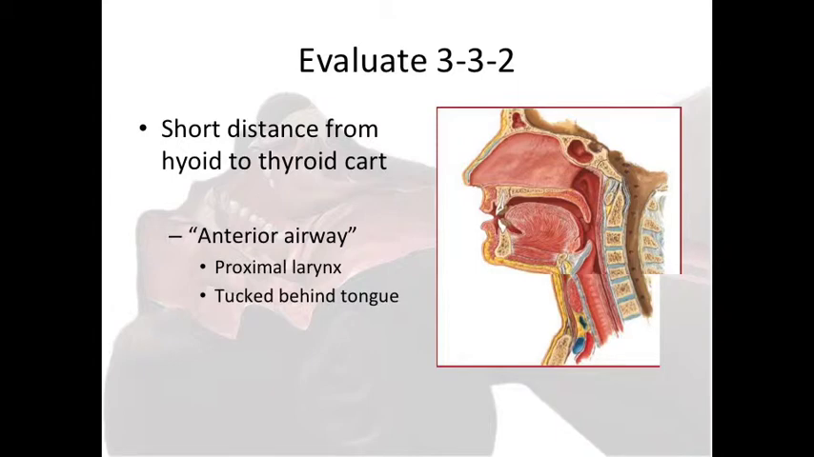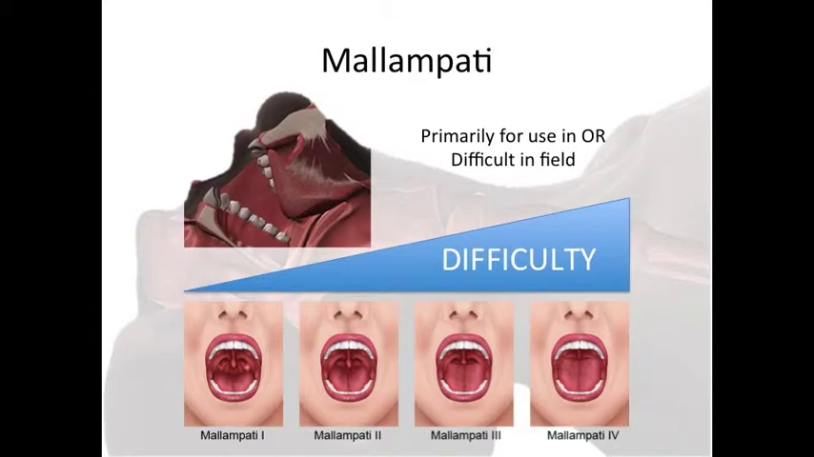The airway is not actually more anterior, it's actually more proximal, tucked up behind the tongue. So again, you aren't able to see the cords as easily.